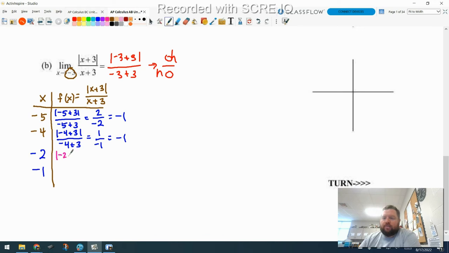So this is going to be the absolute value of -2 plus 3, over -2 plus 3. -2 plus 3 is 1. Absolute value keeps it 1. -2 plus 3 is 1. So that simplifies to +1. Absolute value of -1 plus 3, divided by -1 plus 3. -1 plus 3 is 2. Absolute value of 2 is 2, divided by 2. That's 1. So every number going to the right of -3 is going to result in +1.